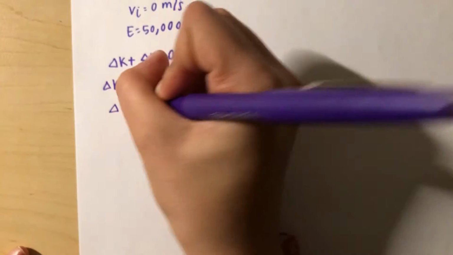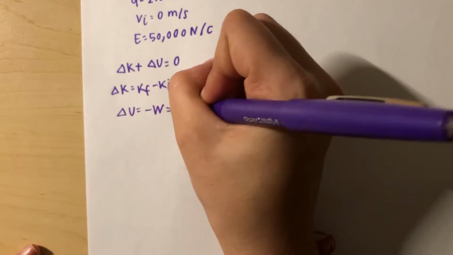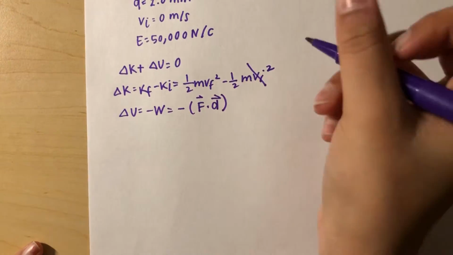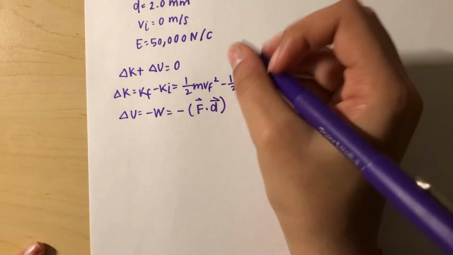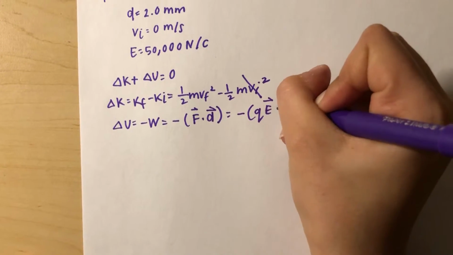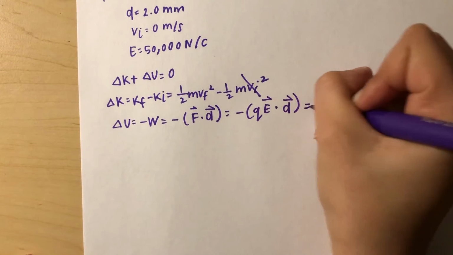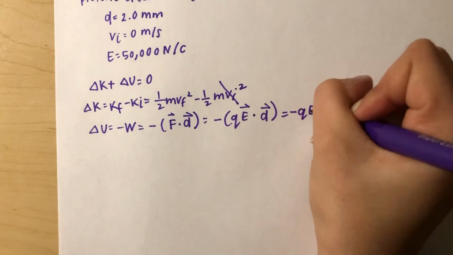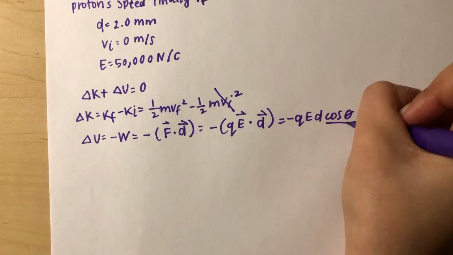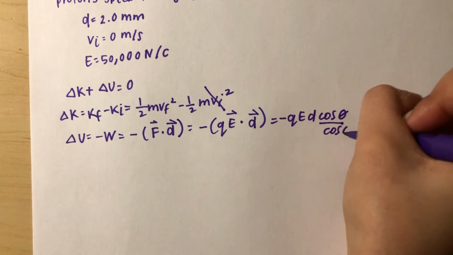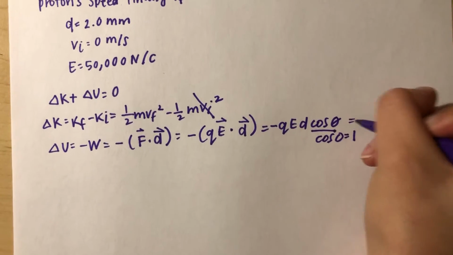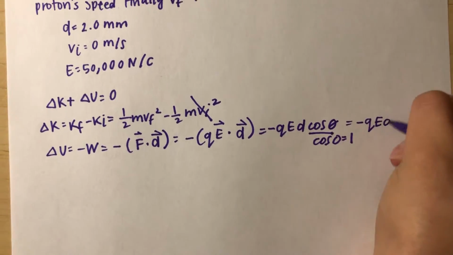Delta U is equal to negative work, which is equal to negative force times distance. And to make it from vector to scalar, we do negative qE times distance, which is also equal to negative qEd cosine theta, where cosine theta is equal to 1, because cosine 0 is equal to 1. And so this is just equal to negative qEd.